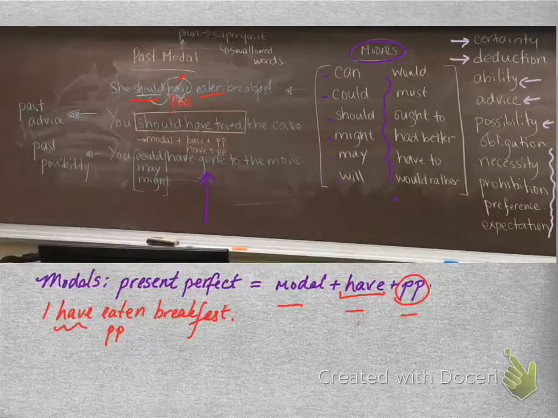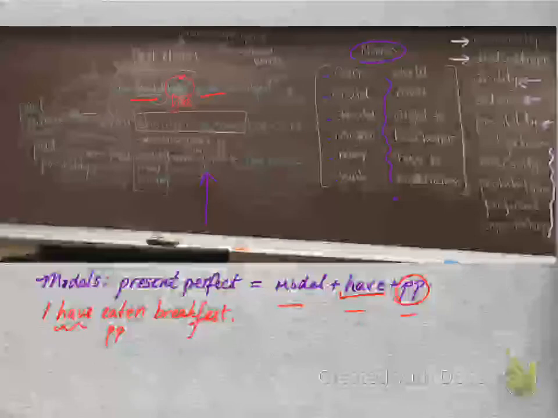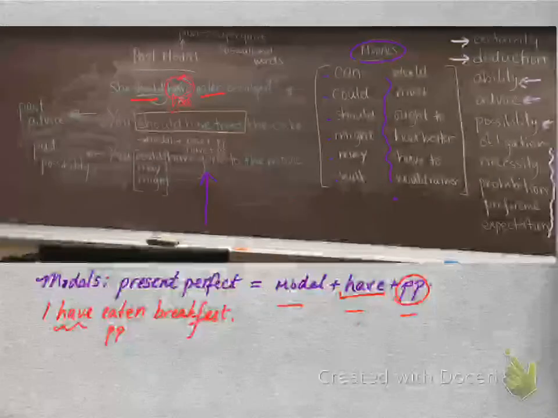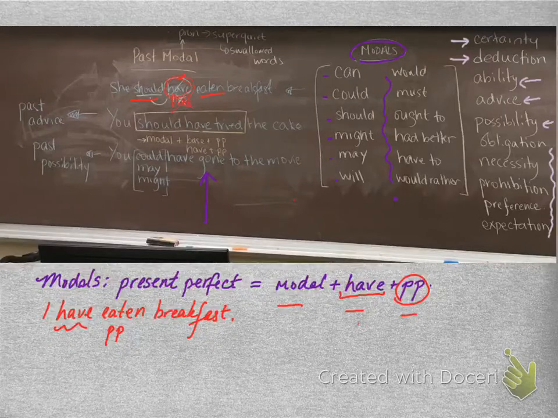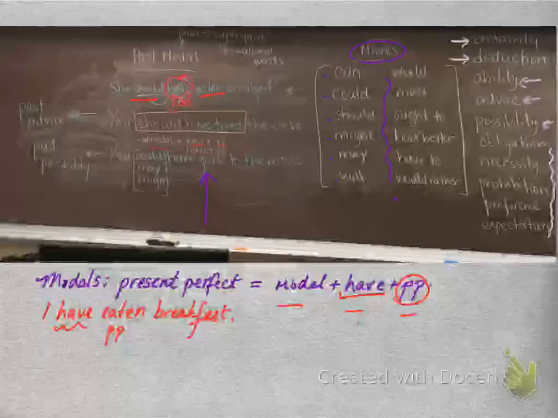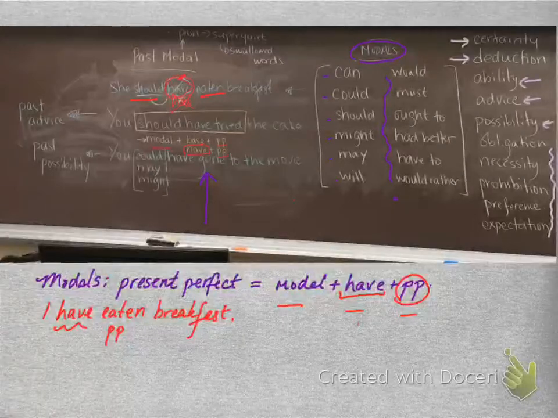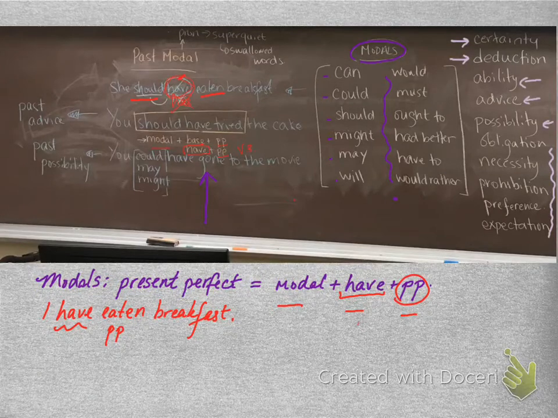Okay, you can never have has. It's always, always, always going to be have. Okay. All right. You should have tried the cake. Okay, modal plus base plus PP. And the base is always going to be have and the past participle, or verb 3.